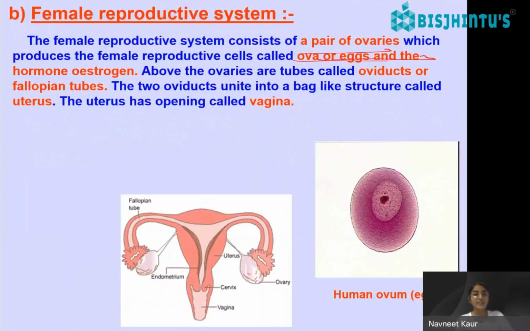Above the ovaries are tubes, which we call the oviduct or fallopian tubes. What is their function? To transport the female reproductive cells from the ovary to the uterus, right? To the uterus. The oviducts unite into a bag-like structure called the uterus.